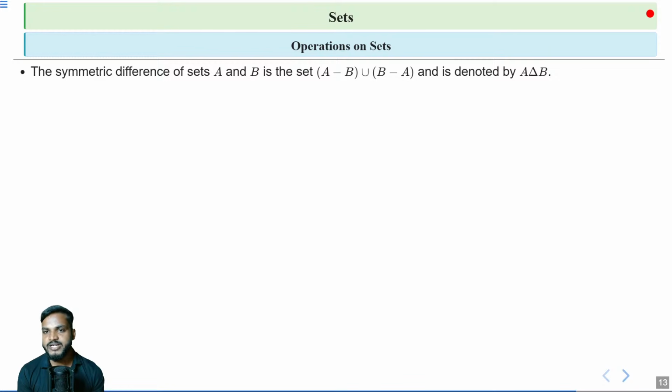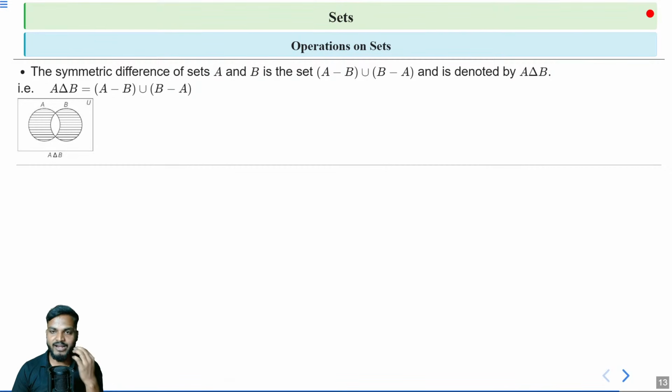Now we define the symmetric difference of sets A and B. The symmetric difference is the set containing all the elements of A minus B and B minus A, that is A minus B union B minus A. To find the symmetric difference, first calculate the differences A minus B and B minus A, and when we take their union, we get the symmetric difference of A and B. So the symmetric difference of A and B is equal to A minus B union B minus A.